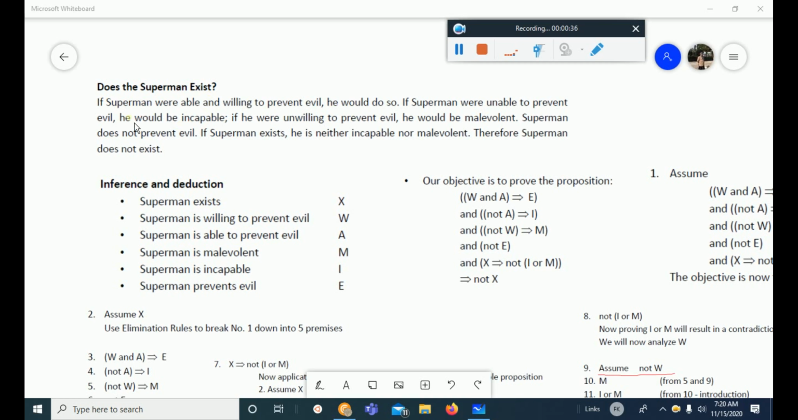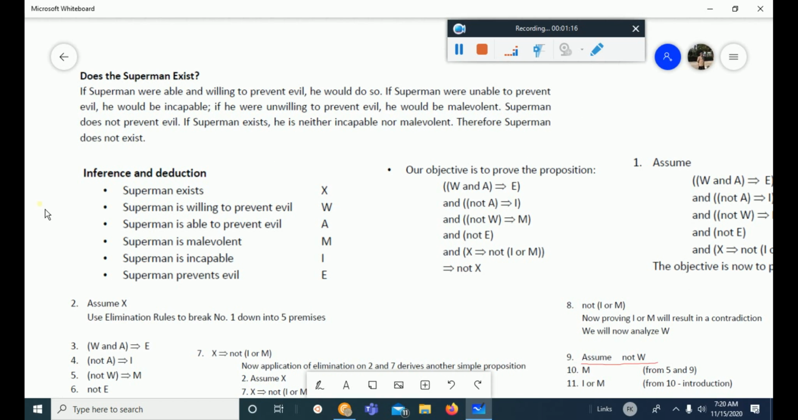Does the Superman exist? There are certain propositions. If Superman were able and willing to prevent evil, he would do so. If Superman were unable to prevent evil, he would be incapable. If he were unwilling to prevent evil, he would be malevolent. Superman does not prevent evil. If Superman exists, he is neither incapable nor malevolent. Therefore, Superman does not exist.